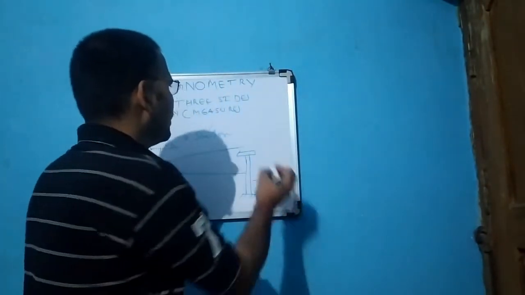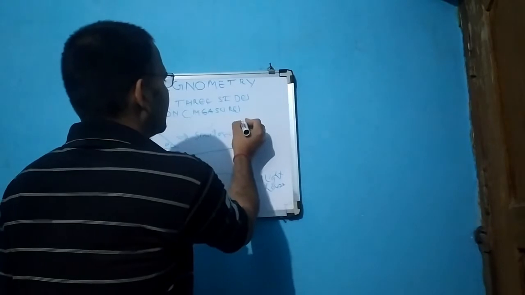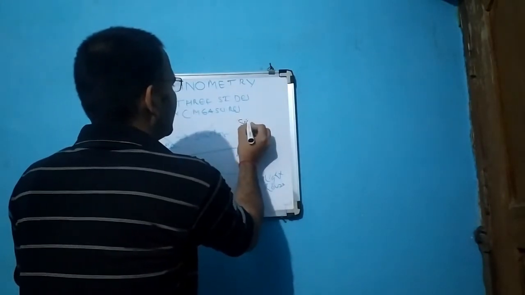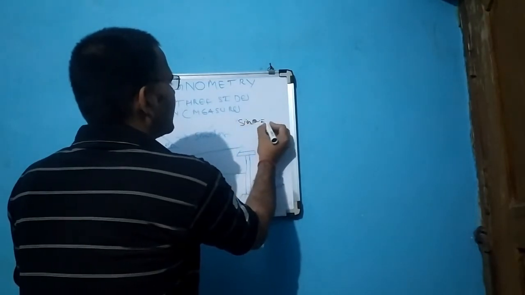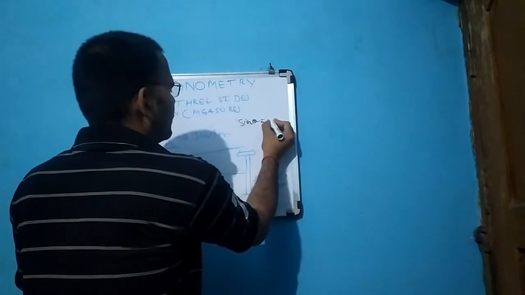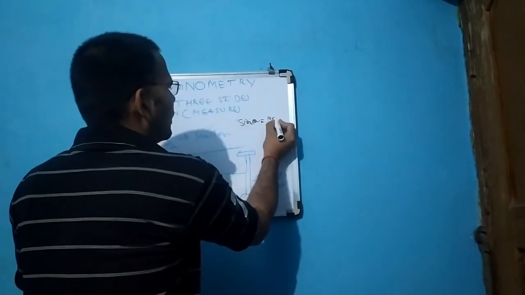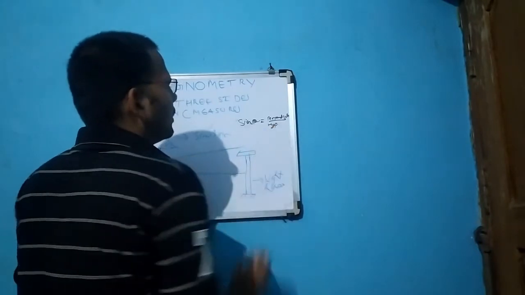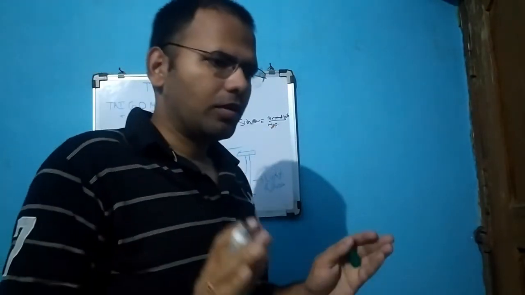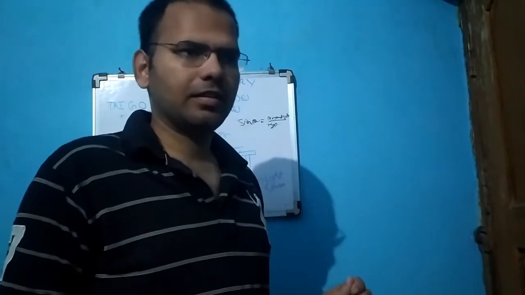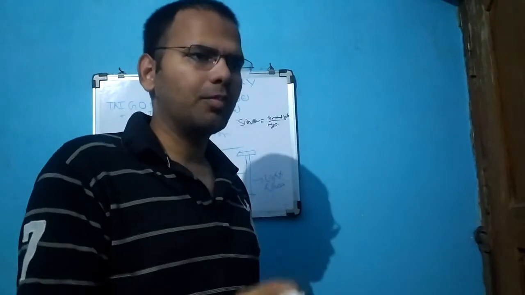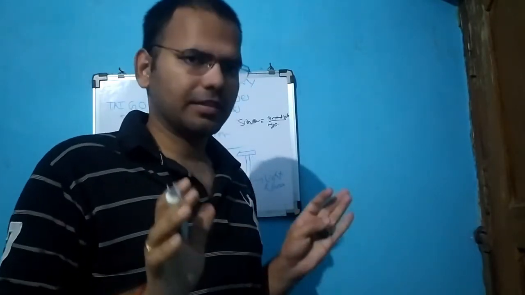So based on that we define different ratios, like suppose sine theta, it is the ratio of perpendicular by hypotenuse of any triangle. So any 60-degree triangle has the same ratio of perpendicular and hypotenuse, no matter what its size is.